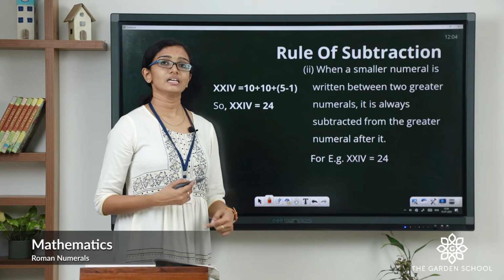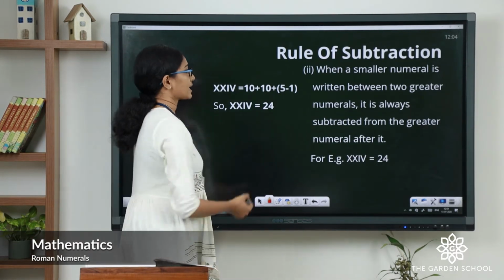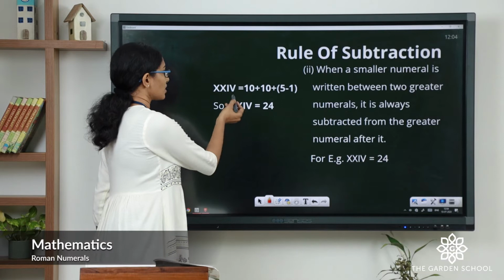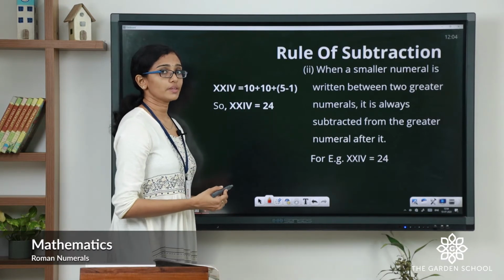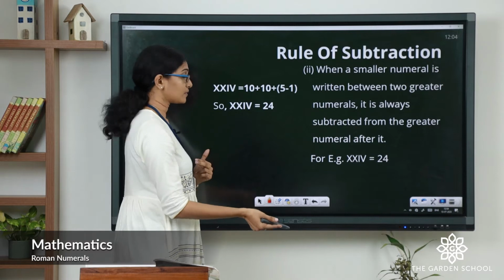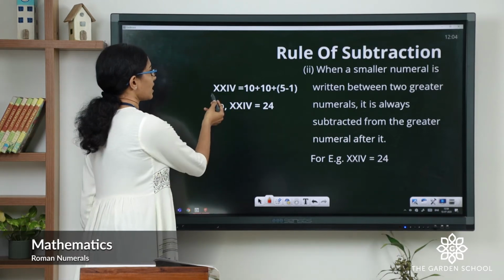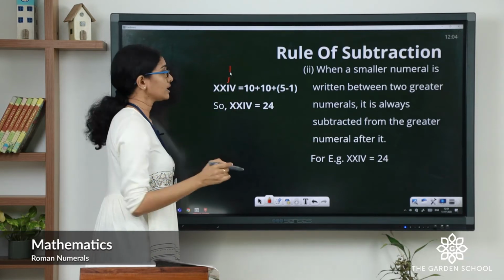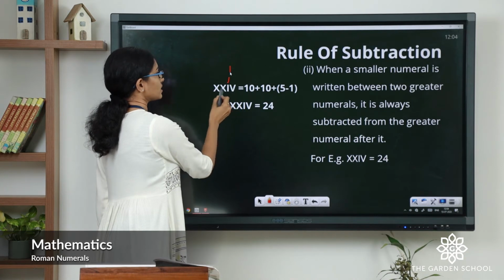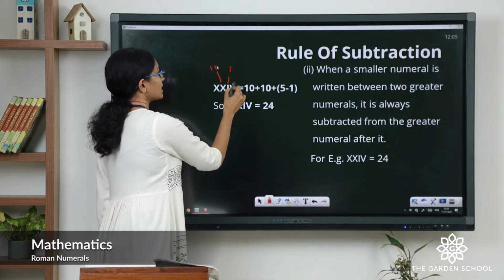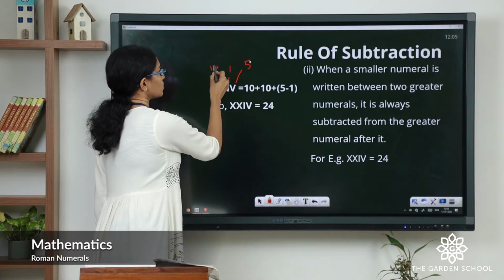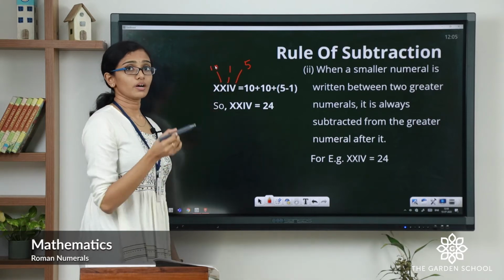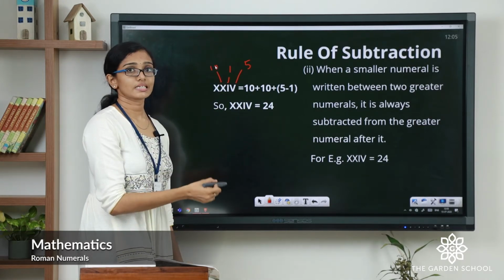Now, let's see the second case of subtraction. It says when a smaller numeral is written between two greater numerals, the smaller numeral is always subtracted from the greater numeral that comes after it. Okay, look at this example. Here you have 2 X's, 1 I and V. You have this I, which equals the value 1, written between X and V. That is between 10 and 5. So that smaller numeral 1 is between the two greater numerals 10 and 5.